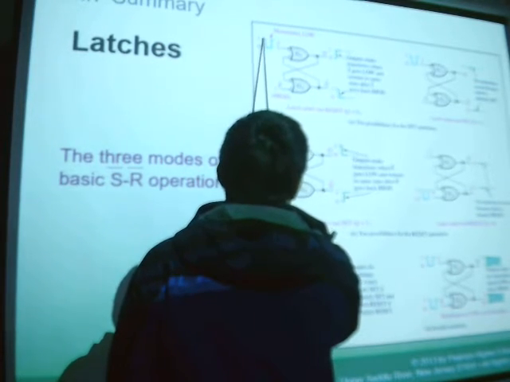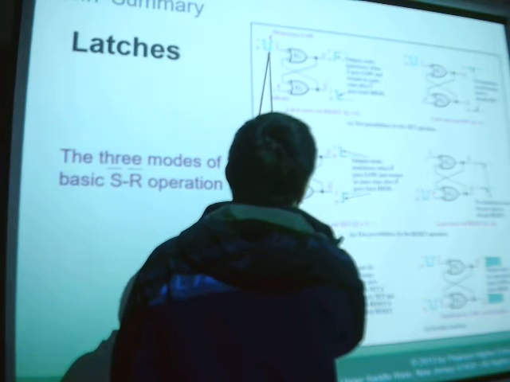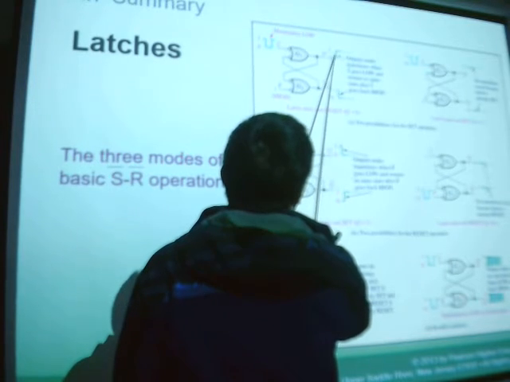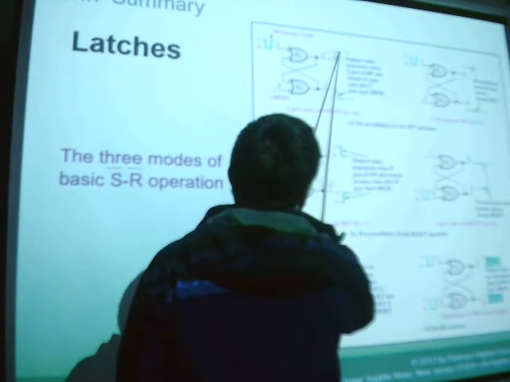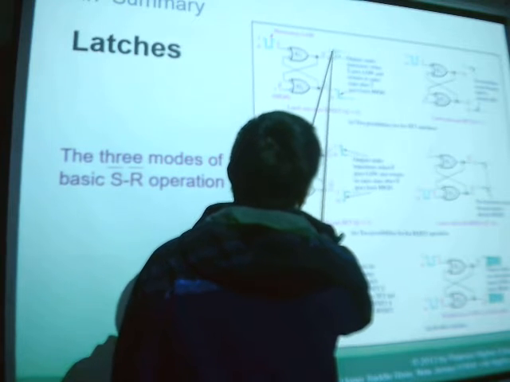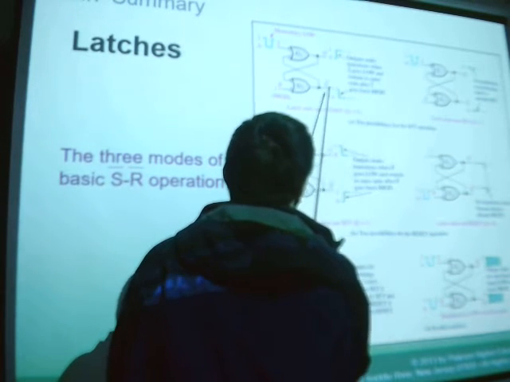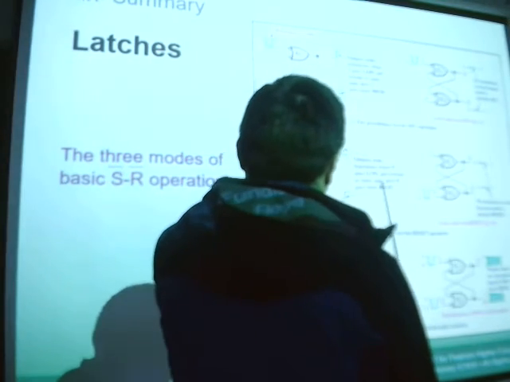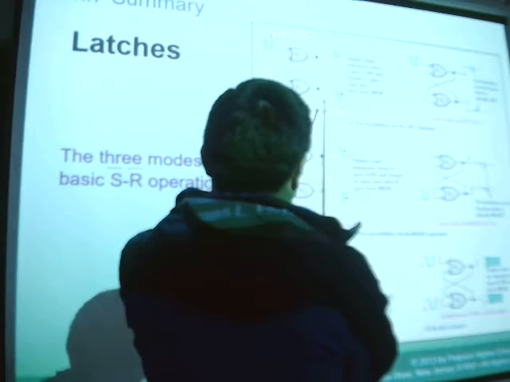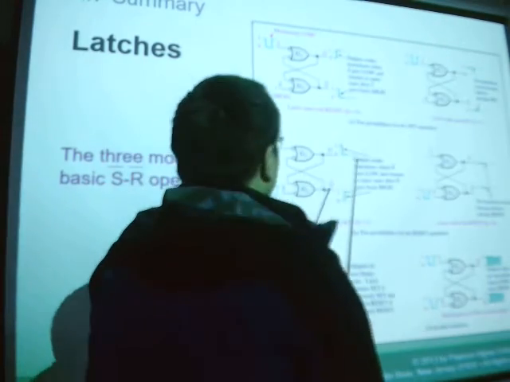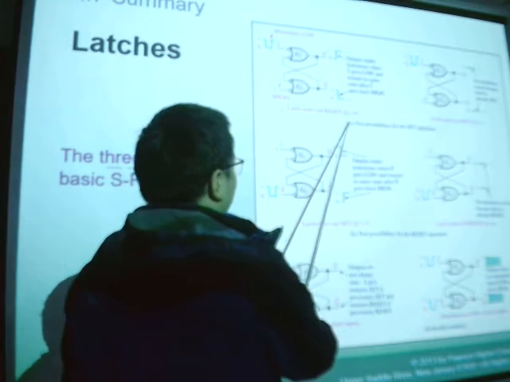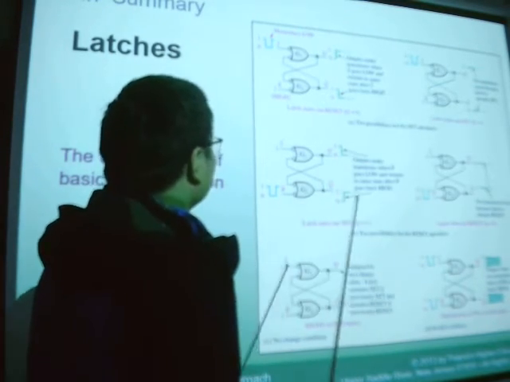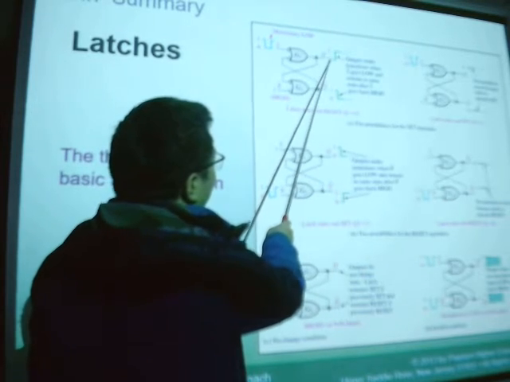And when S bar equals 0, then the output Q will go to high level, and Q bar will go to low level. Right? That's how to set. The start value is supposed to be 0.